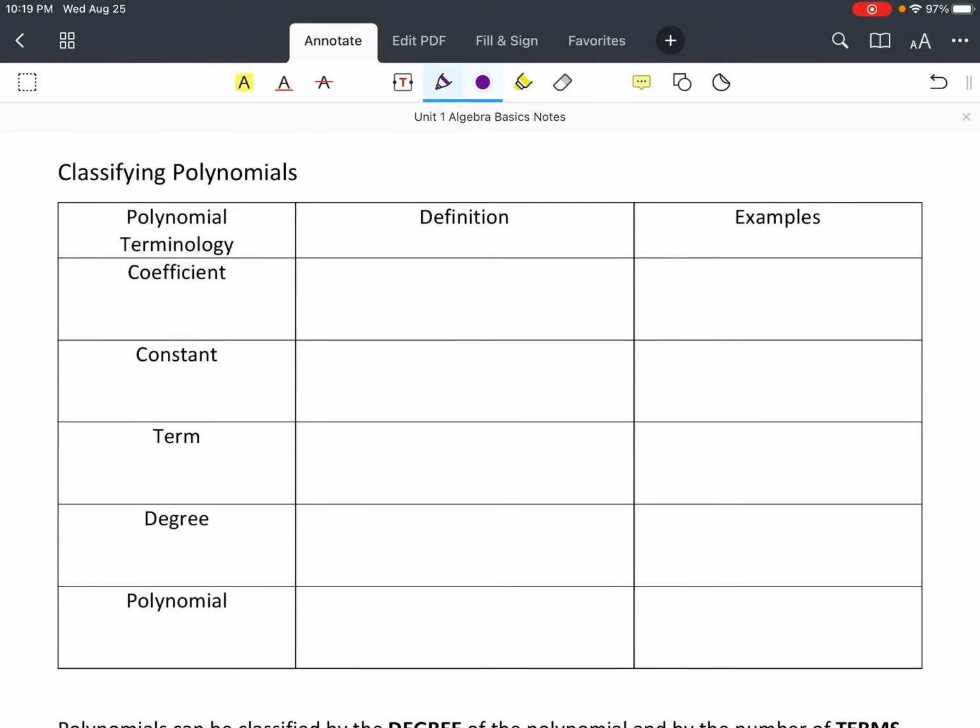In this video, we are going to be talking about vocabulary and definitions that we need in order to classify polynomials. The first vocabulary word that we need to know is coefficient. The definition of coefficient is a number that multiplies a variable.